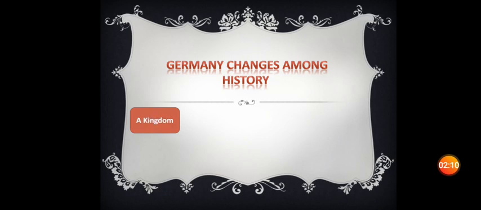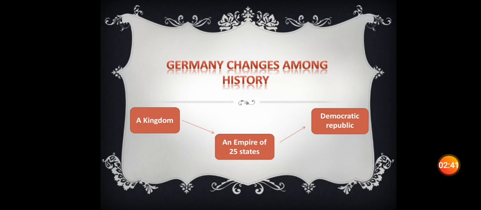So, at the beginning, it was a kingdom that had a king, and the king at that time was Henry the Fowler. Then, in 1871, it became an empire of how many states? 25 states. And actually, it was declared as an empire in the Palace of Versailles. Then, it became a democratic republic. And I think you know the meaning of the word republic. For example, Egypt is a republic that has a president who rules it, okay? So again, these are the changes that happened to Germany throughout history.